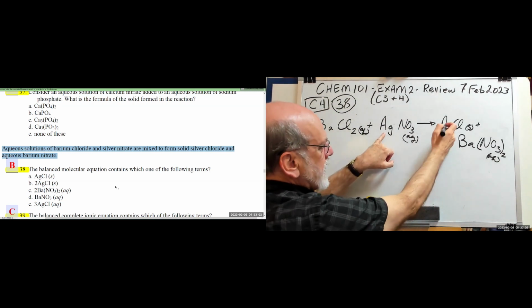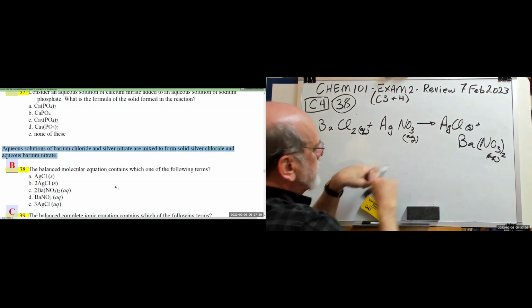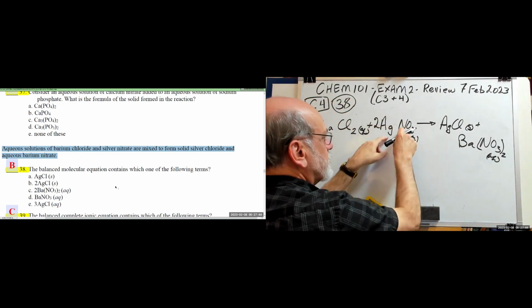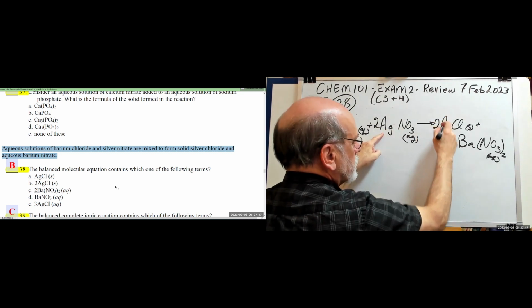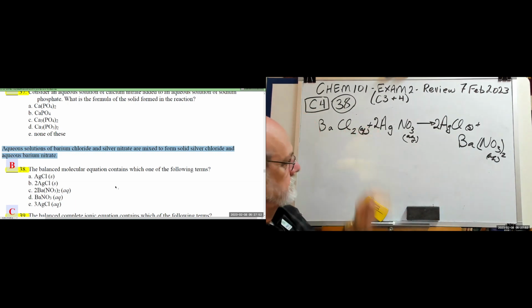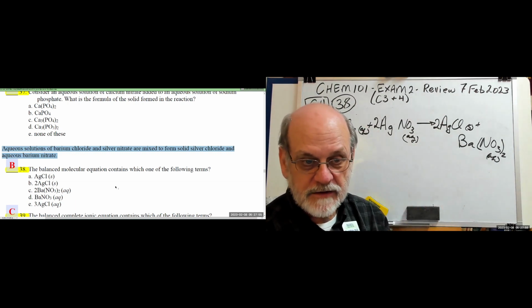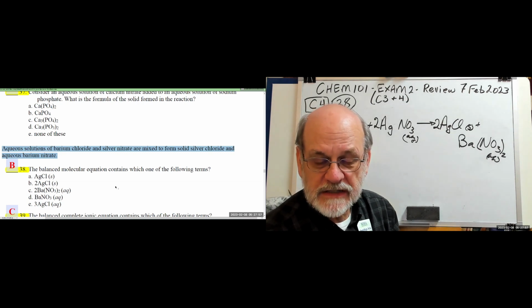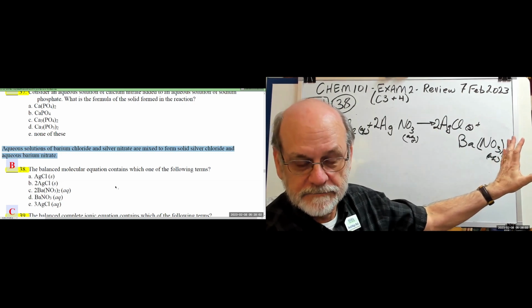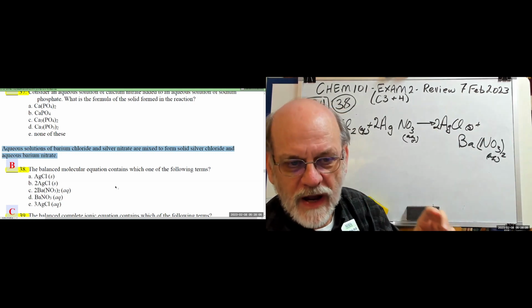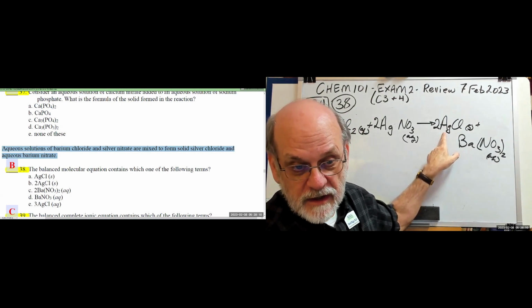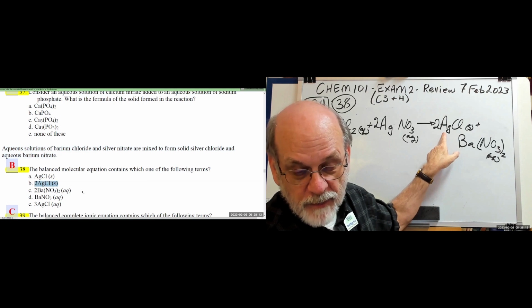Right, one silver on either side. Two nitrates. Right, so I better put two nitrates over here. So now I have two silvers, and two chlorides, one barium. That's balanced. Right, you can check it for yourself and see that it's balanced. The balanced molecular equation contains which one of the following? The molecular equation is exactly the way we wrote it here. So silver chloride solid? No, because it has a 2 coefficient. So this one would be proper.